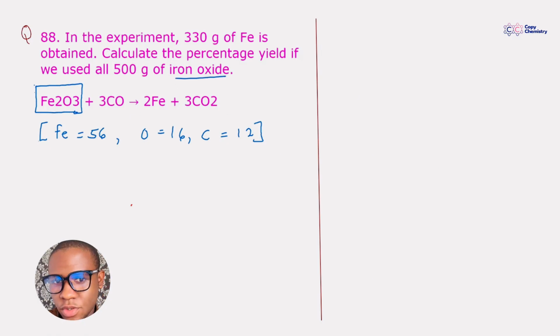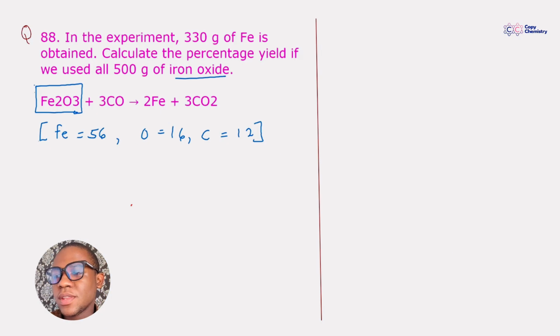So now this is your class one. This iron oxide, is it iron 2 oxide or iron 3 oxide? Let me know in the comments. Right, so let's continue with this question.